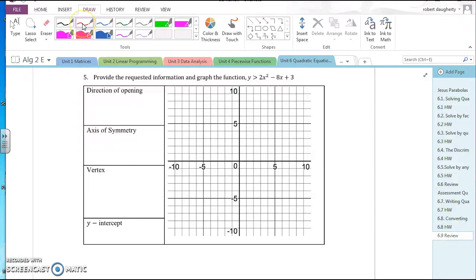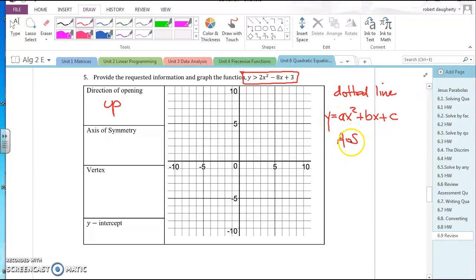First thing I would do when I look at this inequality, that's a greater than. So I do not want to miss the fact that this will have a dotted line. It will have a dotted line. It will open upward. Okay. So standard form is ax squared plus bx plus c. And the axis of symmetry is x equals negative b over 2a. And the y-intercept is the point 0, c.